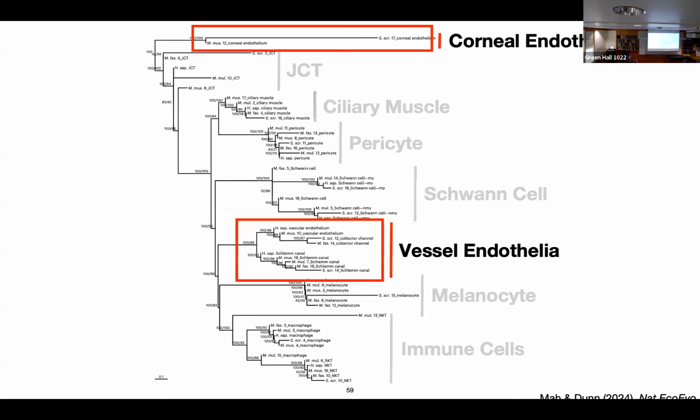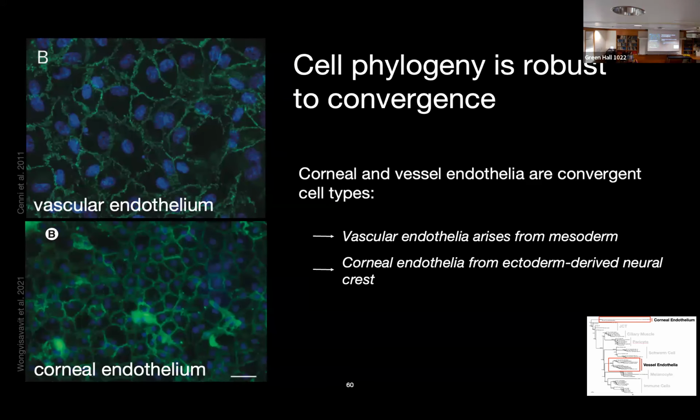We found another interesting pattern in endothelial cell types. There were 2 types of endothelia on our tree. There's the corneal endothelium, which is epithelial cells that line the base of the cornea in your eye. And then there's vessel endothelia, which line blood vessels. These 2 types of cells are classified as endothelia for a reason. They look very similar. So why didn't they group on the cell tree? Well, it turns out that vascular endothelia comes from mesoderm, whereas corneal endothelia comes from ectoderm-derived neural crest. And this suggests that maybe the two cell types are convergent.